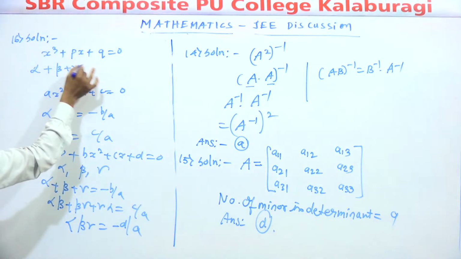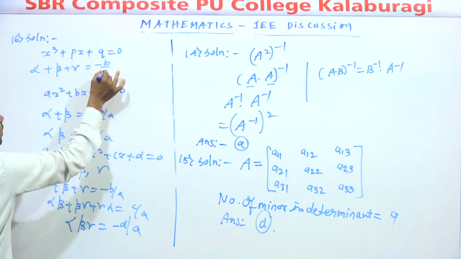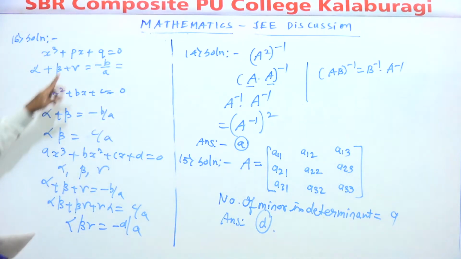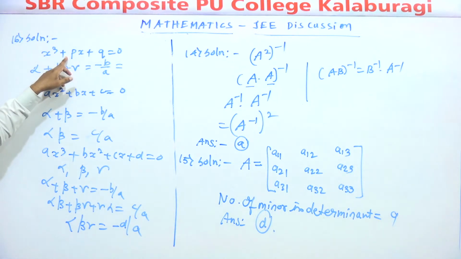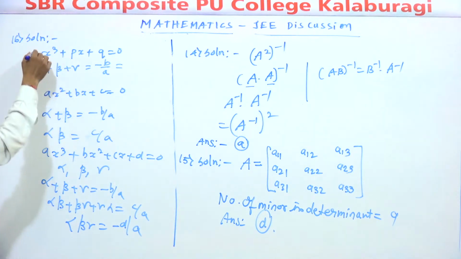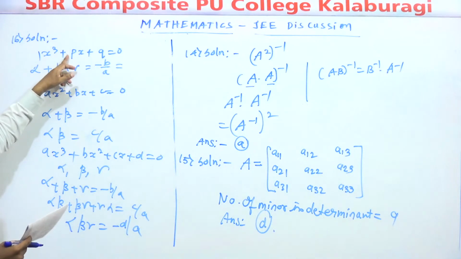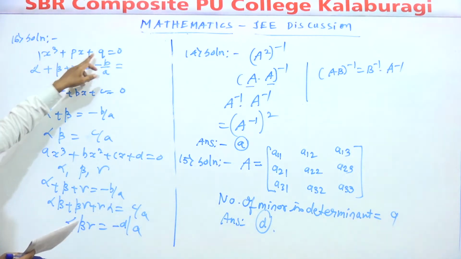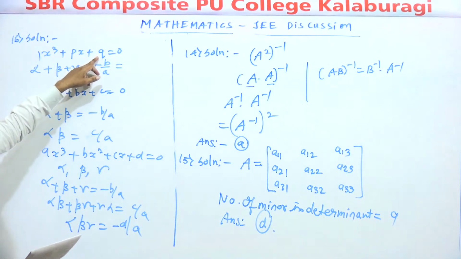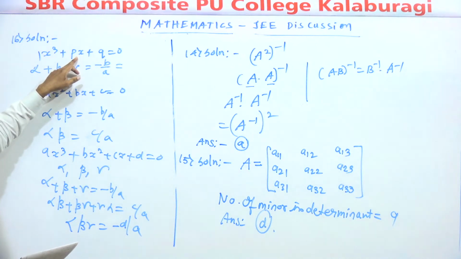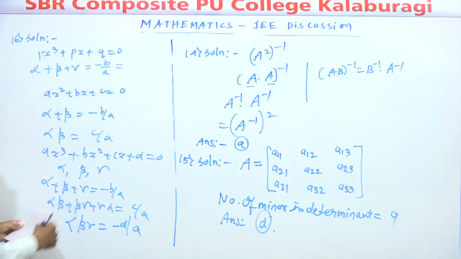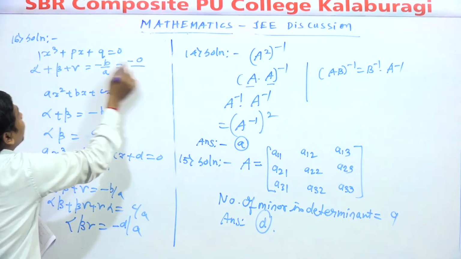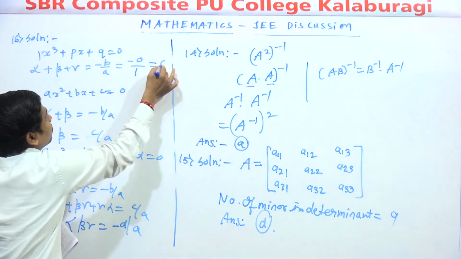Alpha plus beta plus gamma is minus b by a. Here a is the coefficient of x cube, b is the coefficient of x square, c is the coefficient of x, and d is the constant term. But here the coefficient of x square is not there. That indicates the coefficient of x square is 0. So minus 0 by a is 0. Right?